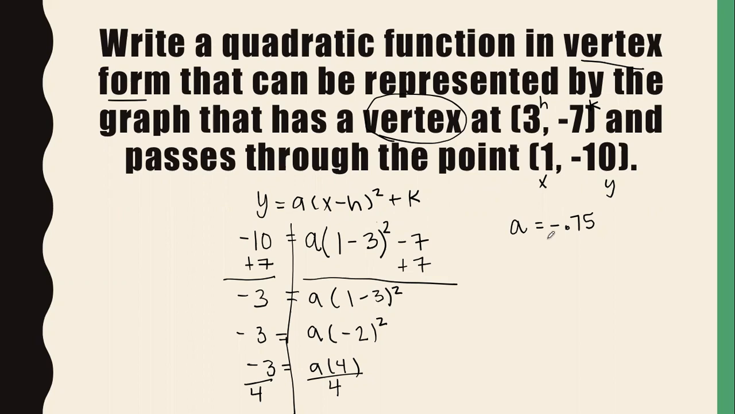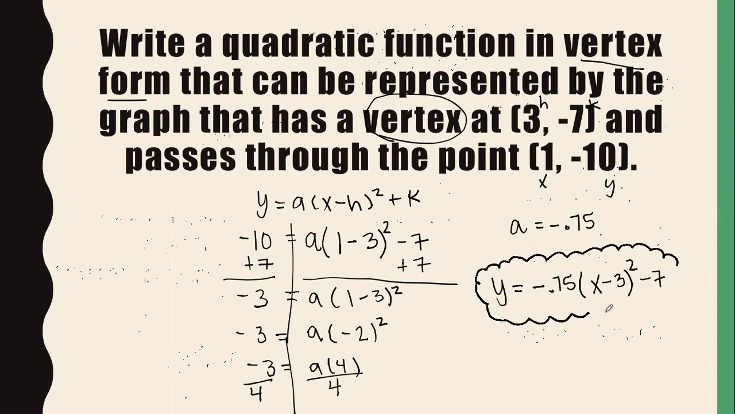You're welcome. So now I'm going to write my equation. I have my A value. I don't fill in the Y and the X. I just fill in the A, H, and K. So my equation would be Y equals -0.75, because that's the A value, parentheses. I don't fill in the X anymore. We just filled in the X so we could get the A value. So X, my H value was +3, so X - 3 squared. And my K value was -7, so -7.